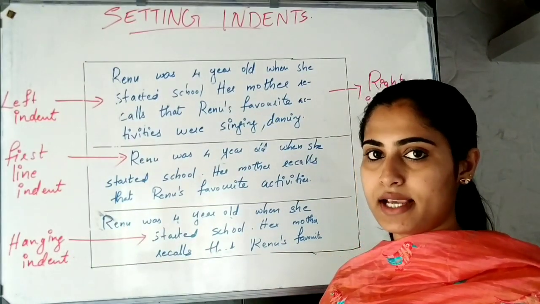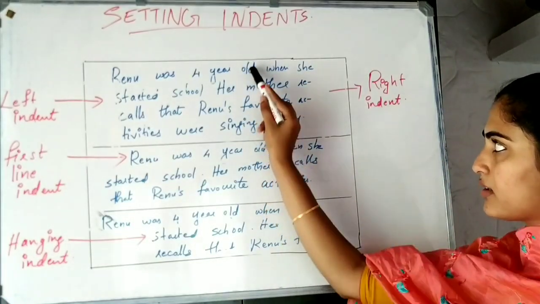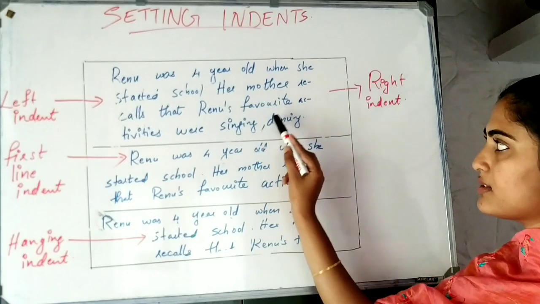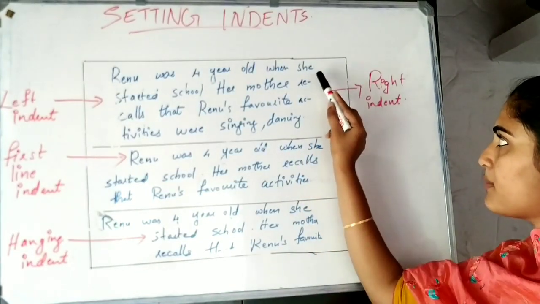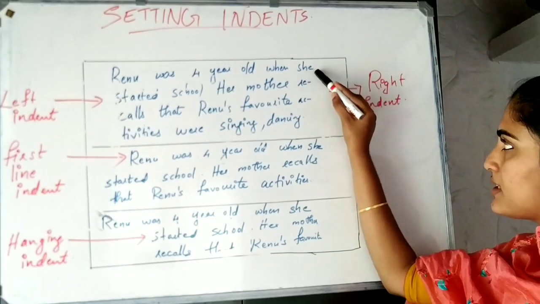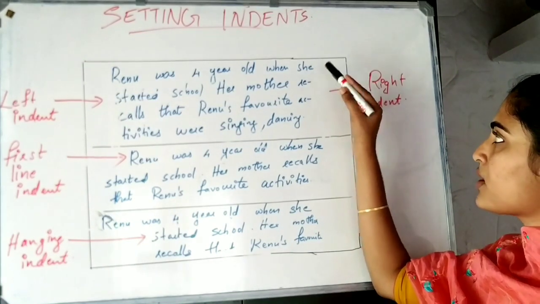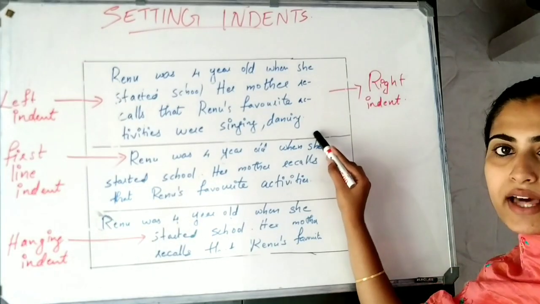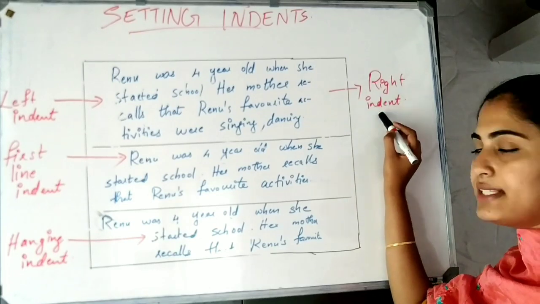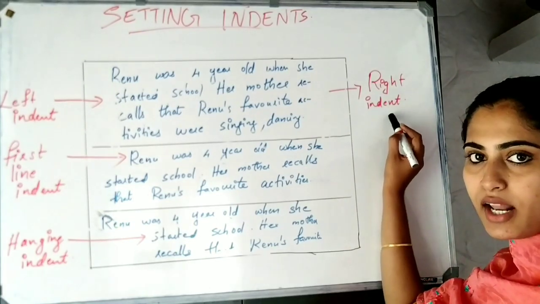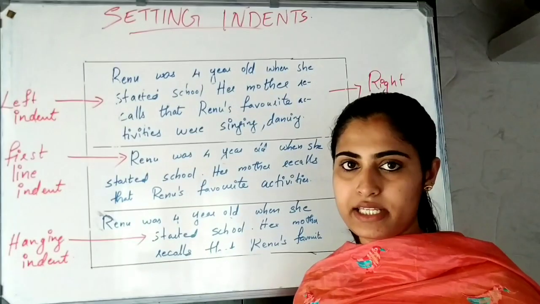And what do you mean by right indent? See, this is a paragraph. There are four lines inside this paragraph, and all these four lines, they end at a particular point. This line ends at this point, and this ends at this point. So all these lines in this paragraph, they end at a particular point. And that ending point is set by the right indent. That is what you mean by right indent.